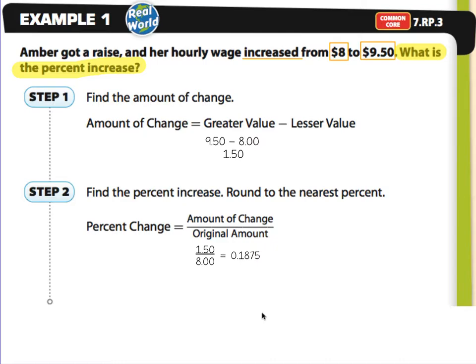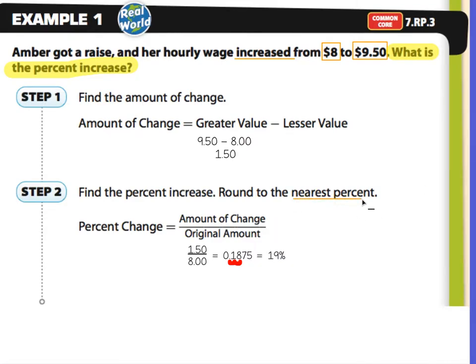So when we divide, we get that decimal, and then we take that decimal and convert it to a percentage. To convert it to a percentage, we multiply it by 100. When we multiply it by 100, that means we just swing that decimal 2 places to the right, which means that it would be 18 and 75/100%. But since in this case it wants it to the nearest percent, it's going to be 19%.